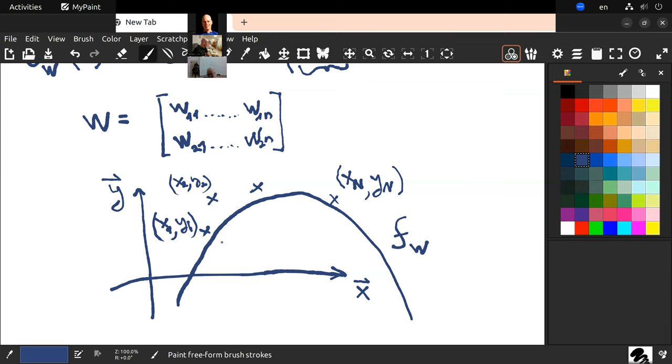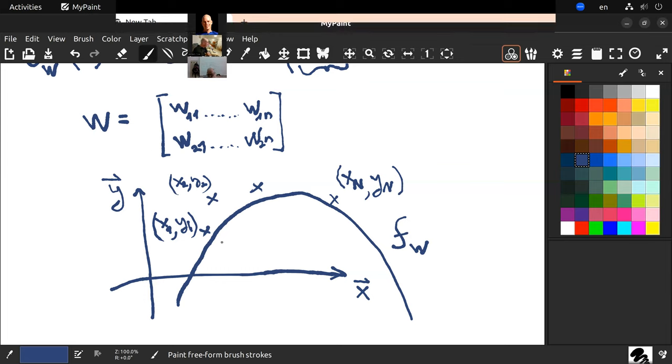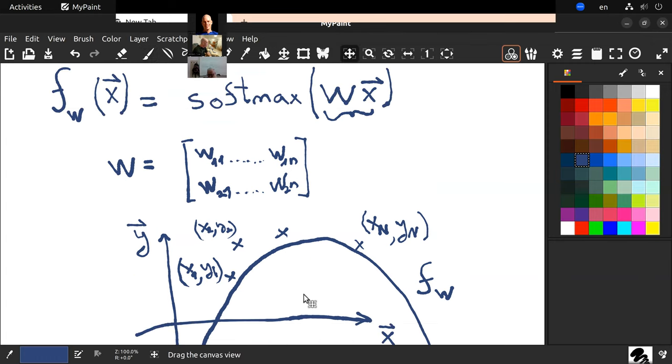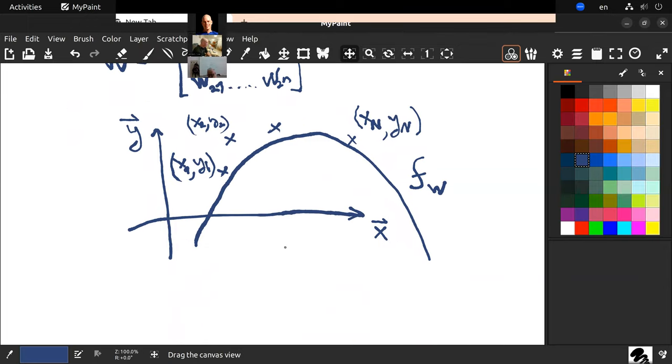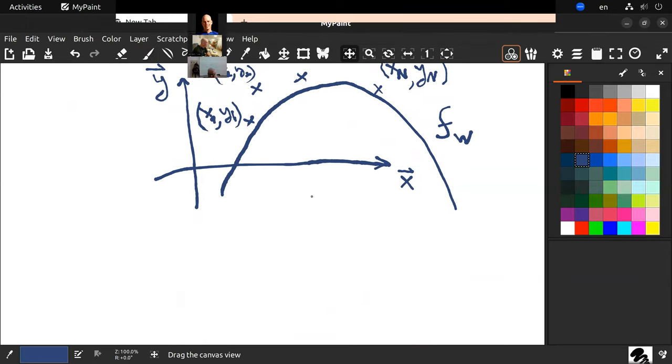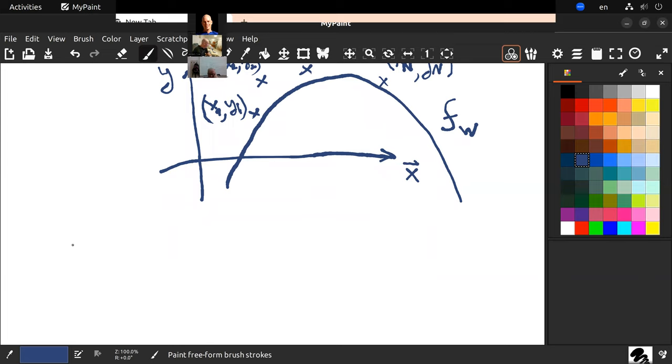So we have a data set, this cloud of points. We have a family of parametric functions. What do we miss, Ron? What else do we need to define? A distance between a candidate and the data set, right? Yes. How much it misses each data point.